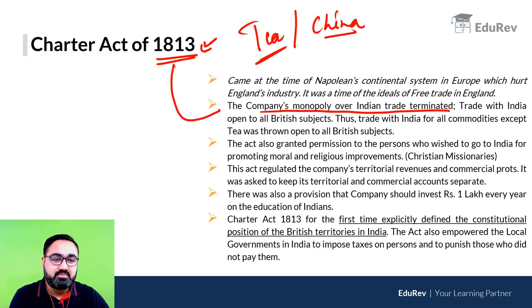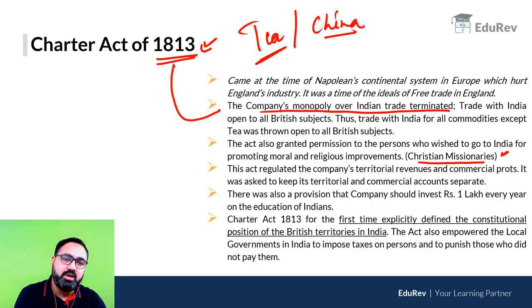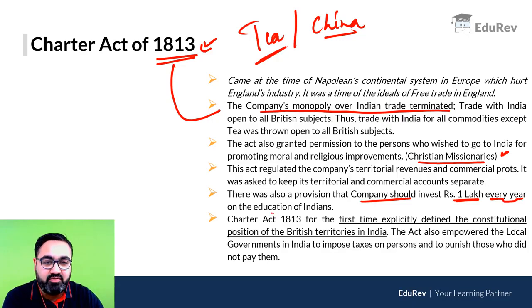Apart from this, Christian missionaries were now freely allowed to go to India to propagate their religion, and that is when conversion of Indians to Christianity also started to a large extent, when the Christian missionaries were freely allowed to come here, to have property, to settle. Then importantly, company announced that they will now invest 1 lakh rupees every year on the education of Indians. This is again a very, very important point.